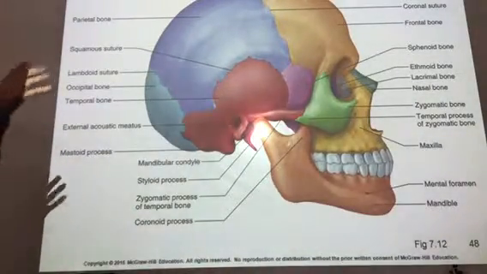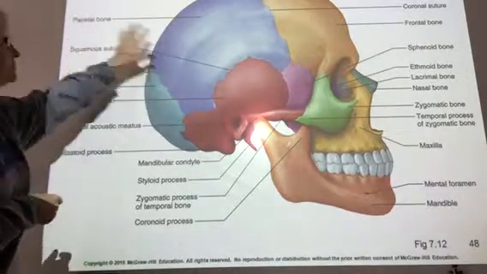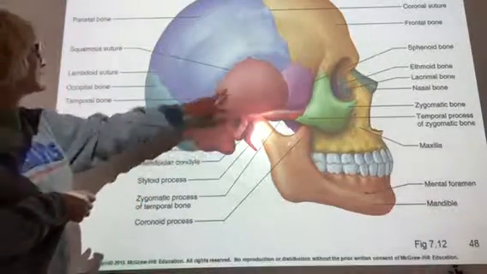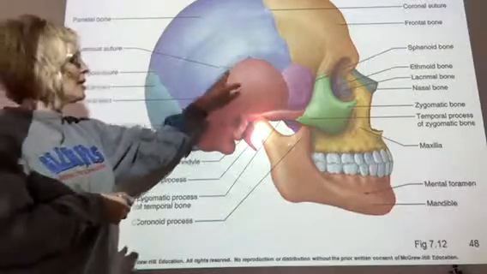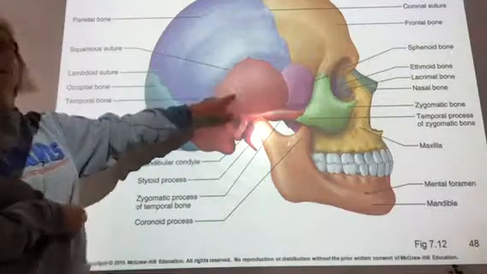So here, if you want to mark on here what I expect you to know: Parietal bone, there's two of them. One's on this side, one's on the other side. This is your temporal bone. The squamous suture separates parietal and temporal.